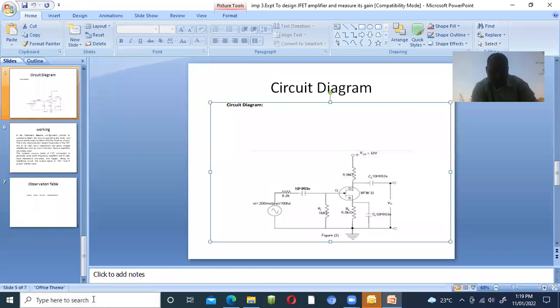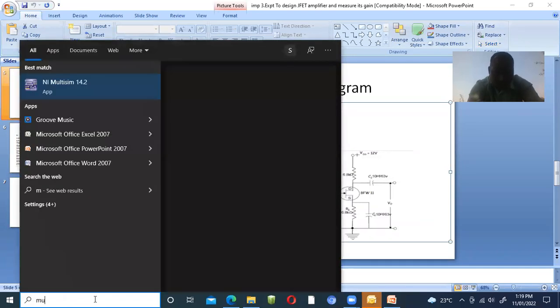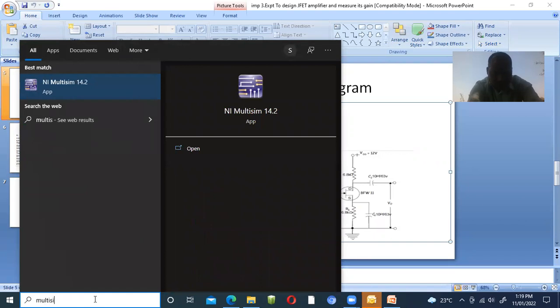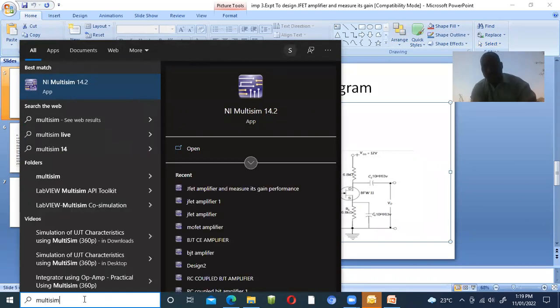See, write down here Multisim. This is one of the software which will simulate the particular configuration.